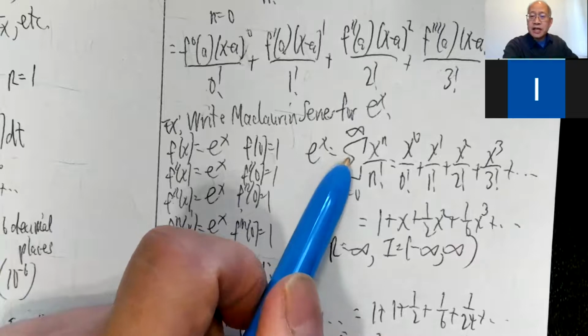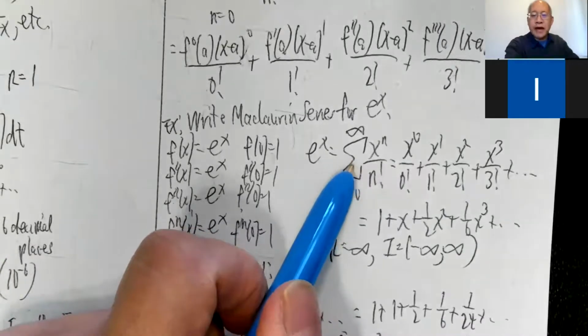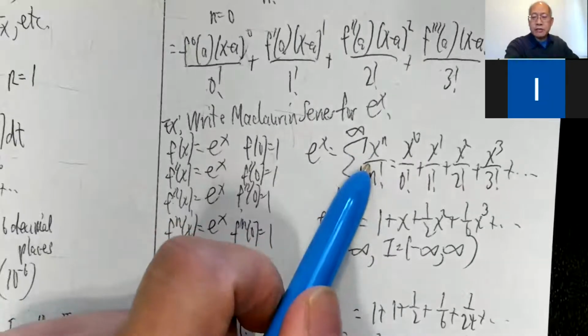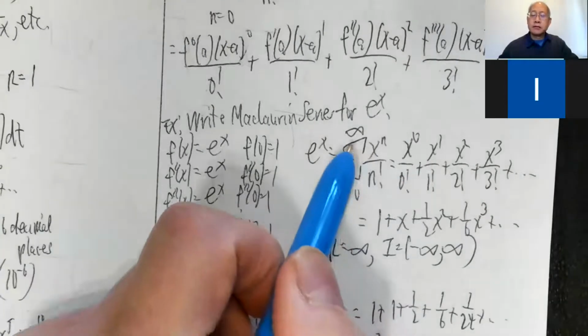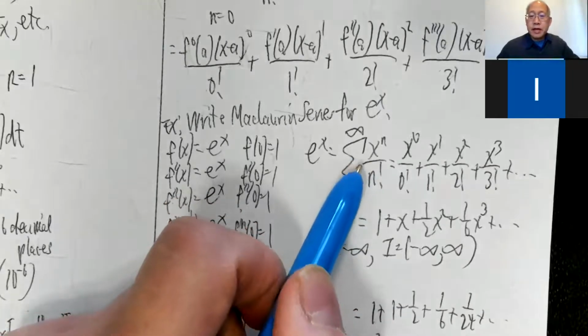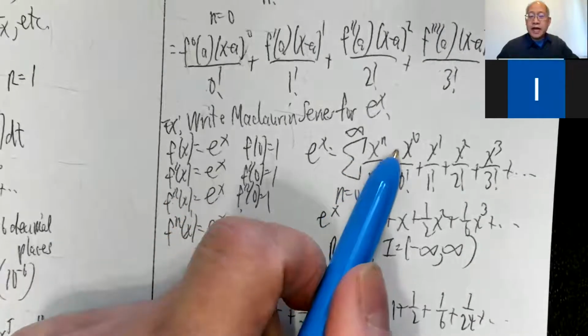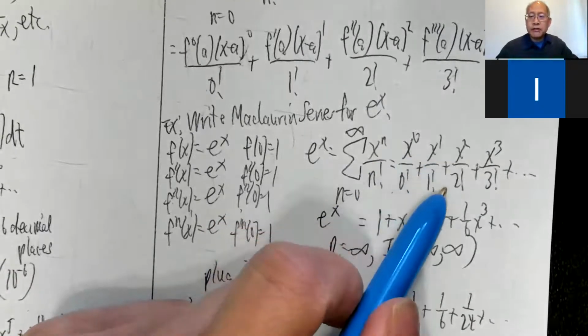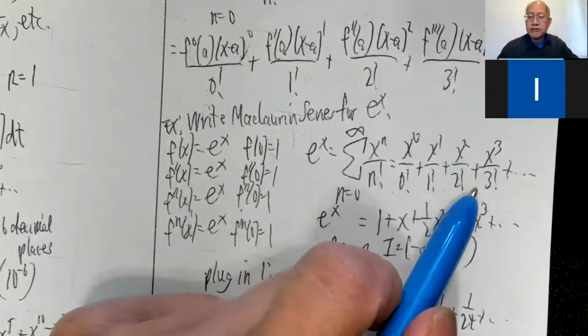Now, I didn't say it at the time. I kind of had to hold myself back, even though I'm chuckling behind the scenes, because I knew this was e to the x, but I couldn't quite say it at the time to get you all confused. But now I can say it. x to the n over n factorial. That's x to the 0 over 0 factorial, plus x to the 1 over 1 factorial, plus x squared over 2 factorial, plus x cubed over 3 factorial.